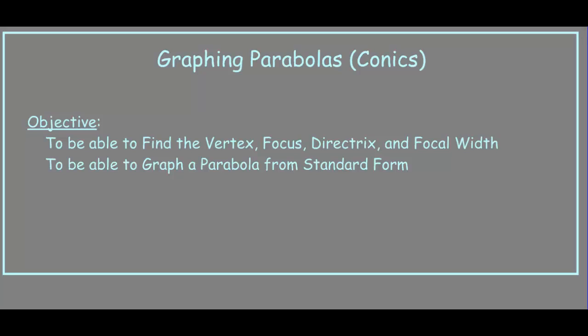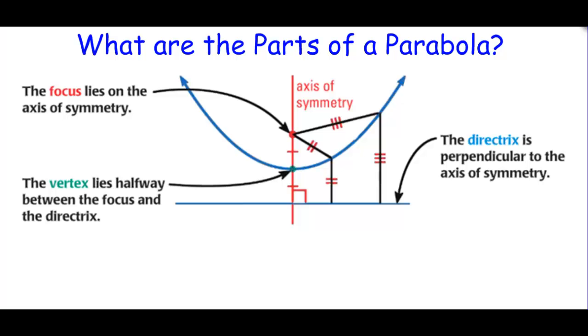Today we're going to look at graphing parabolas in terms of conics. Our objectives are to be able to find the vertex, focus, directrix, and focal width of a parabola, and to be able to graph a parabola from standard form. So what are these parts that I'm talking about?